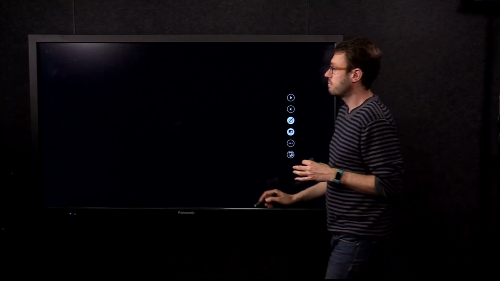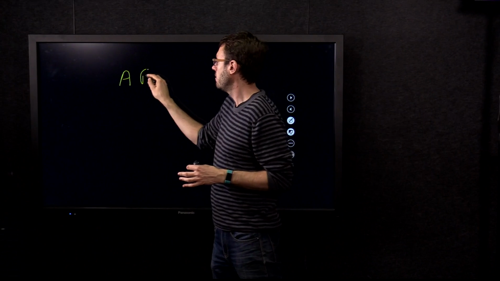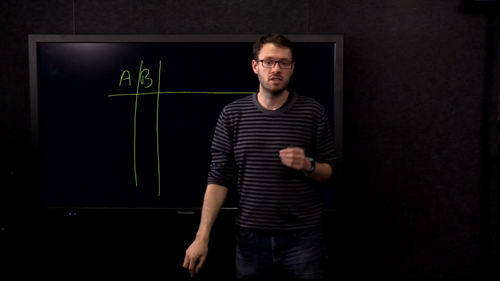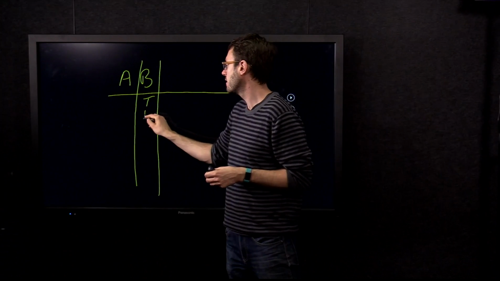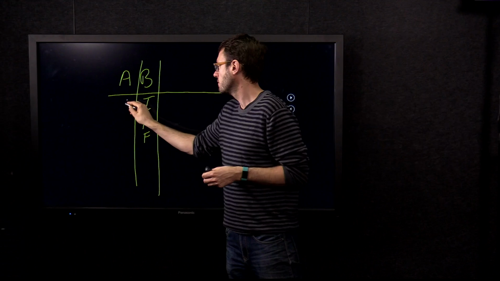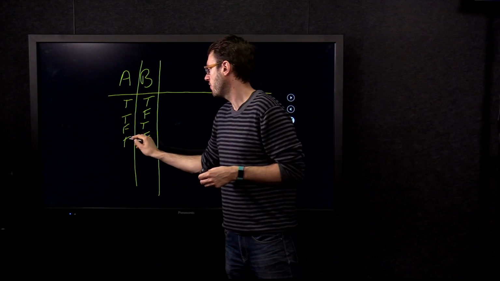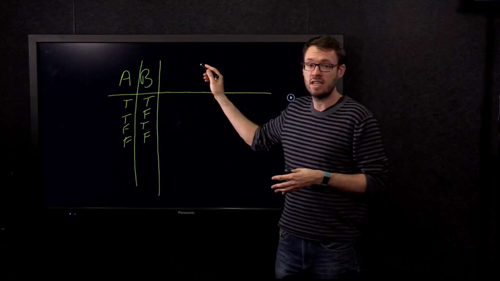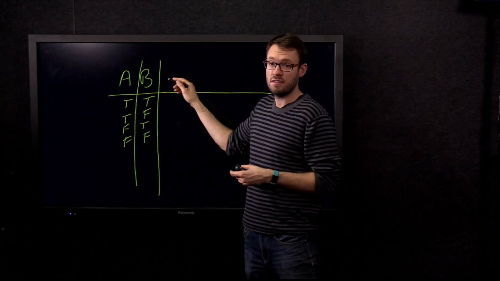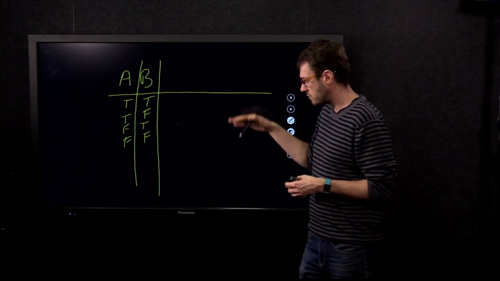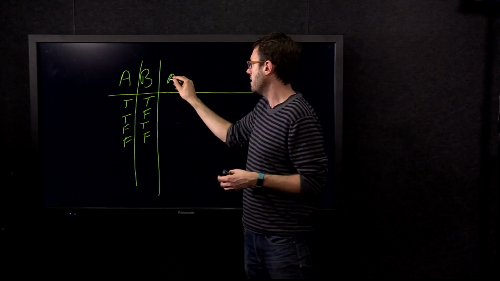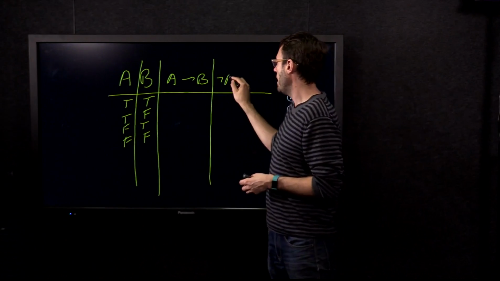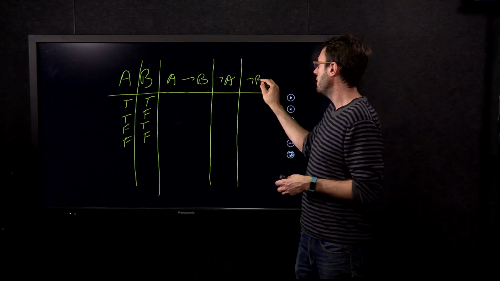So again, we start by setting up our matrix. A, B, and we go T, F, T, F for our Bs, and then T, T, F, F for our As, and that gets us the basic setup. And now we're going to put our argument inside the truth table. So we've got A, arrow, B. That was our first premise. Our second premise was not A, and then our conclusion was not B.